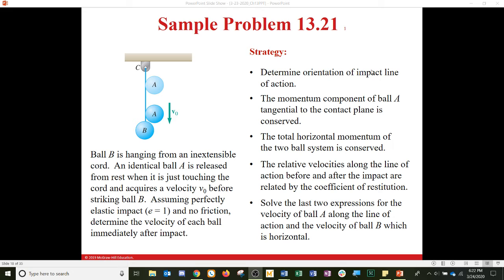So what's the orientation of the impact line? You're going to have to look at the geometry. The momentum of ball A tangential to the contact plane is conserved. That's not changed by the impact. Horizontal momentum is conserved. Relative velocities along the line of action are related by our coefficient of restitution. And then we can figure out the velocity of ball A along the line of action and the velocity of ball B, which is horizontal given that it is tethered at the end of an inextensible cord.